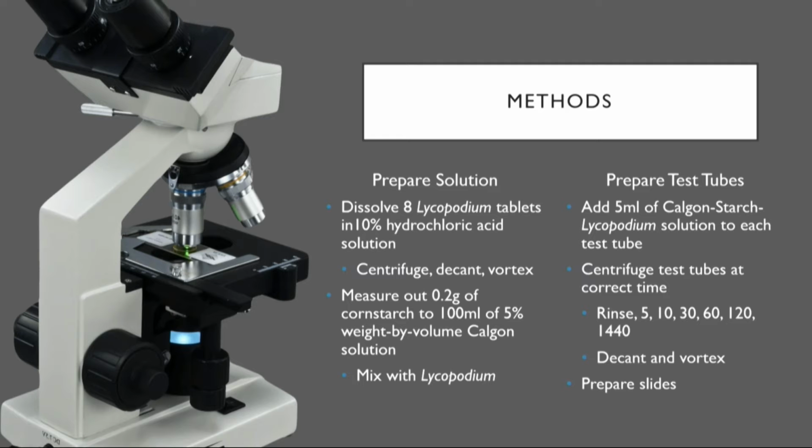Due to time constraints and dense starch distribution, only the rinse, 1 hour, and 24-hour samples were included in this study. Slides were prepared with a 1-to-1 ratio of the sample solution and glycerin, then counted manually with the human eye and a mechanical counter on a microscope.